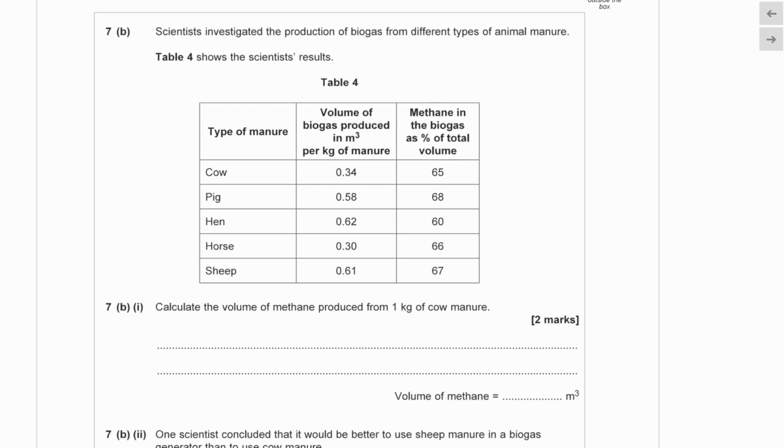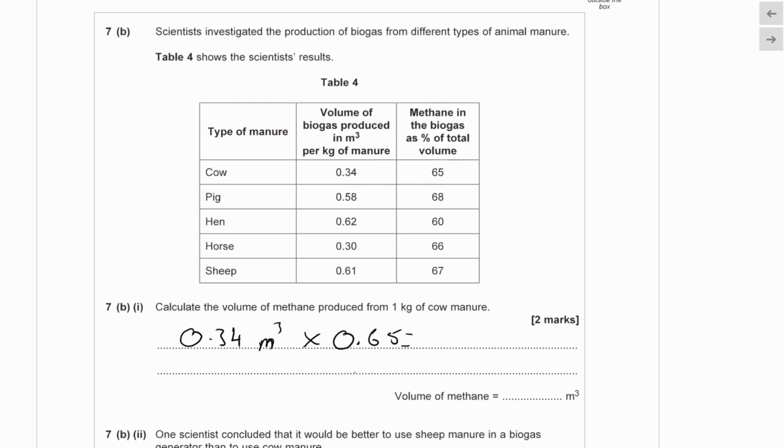Now, the second column tells us the methane in the biogas as a percentage of the total volume. So that means out of the total amount of biogas, 65% in the case of the cow is methane. So if we produce 0.34 meters cubed of biogas, then 65% of this will be our methane. So what we're going to do is take our 0.34 meters cubed of biogas, right? And there are two ways of finding a percentage. I always prefer to use the decimal method, and that is just to straight away multiply it by the percentage as a decimal. And 65% as a decimal is 0.65, all right?